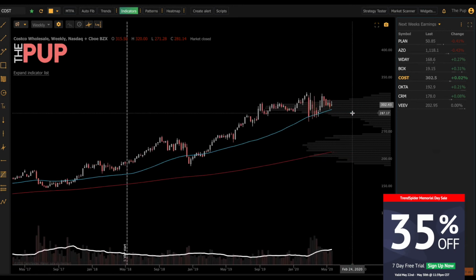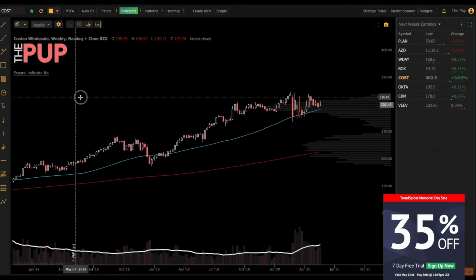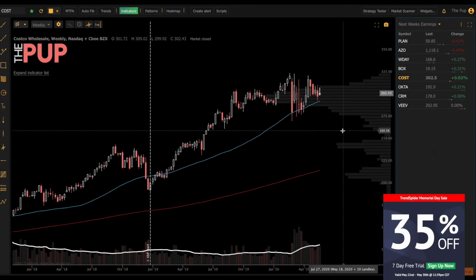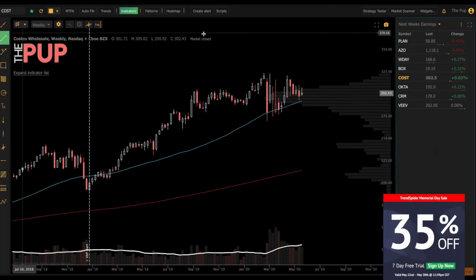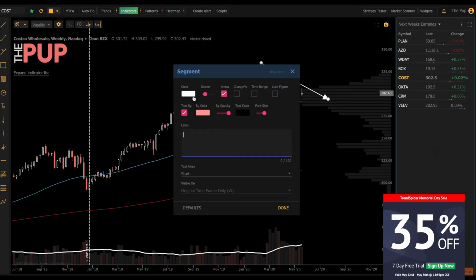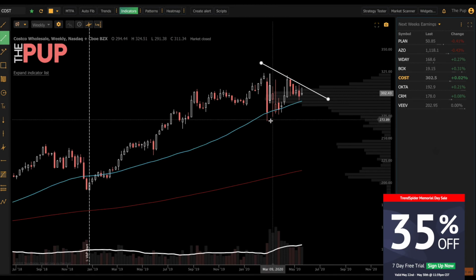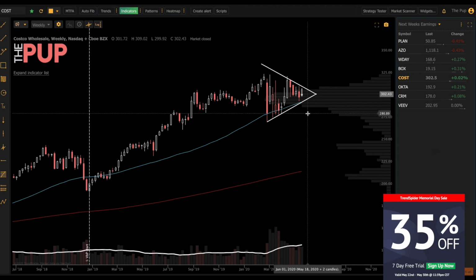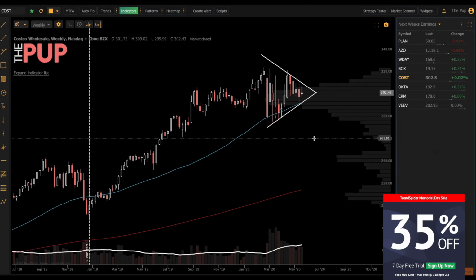So let's see where we should anchor our volume by price. I'm going to do it right from this previous low in December of 2018, and you can see we're actually forming a symmetrical wedge here. I'm not going to fiddle over this and make it perfect, but I'm just doing this to show you guys how I use TrendSpider to make these tools tell the story of what I'm seeing. So right now we have a symmetrical triangle on the weekly chart for Costco.